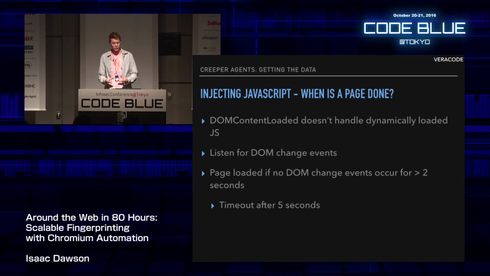So what I came up with is to listen for DOM change events. Another great benefit of the remote debugger API is I can actually observe how the page is being accessed and modified by the browser or the page. So I can set up these listeners, say, okay, is an HTML element being added or removed? And I listen to this, and if I see no changes for 2 seconds, I consider the page loaded, and then I inject my JavaScript. If it's still changing after a 5-second period, I'll just time out and continue on.